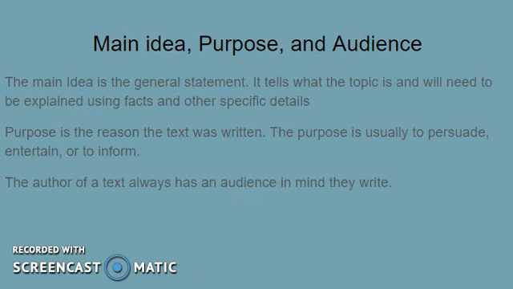So moving on to talk about the main idea, the purpose, and the audience. Go ahead and write this information down. I'm just going to explain the information. So as a teacher, you will have to teach your students how to read literary text. Teachers also have to teach students how to read informational text.